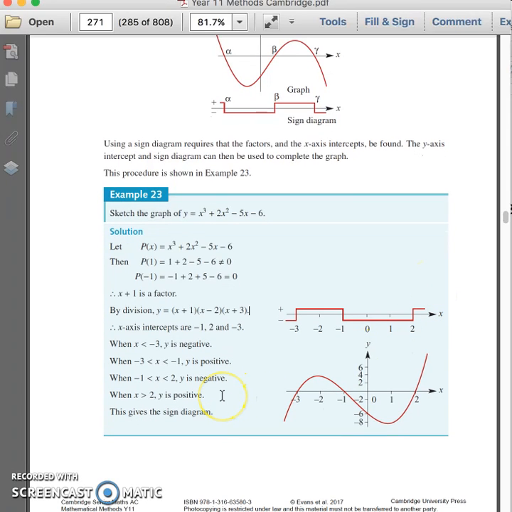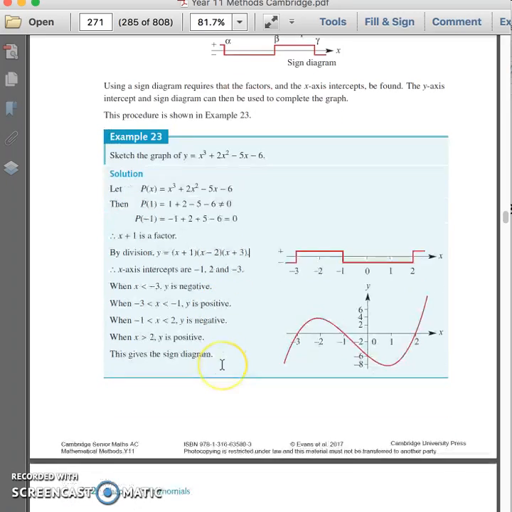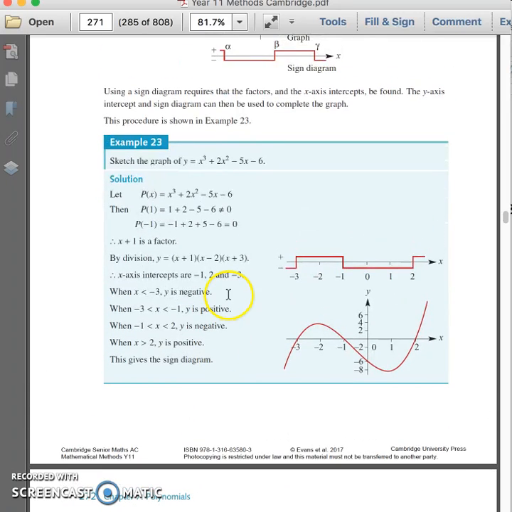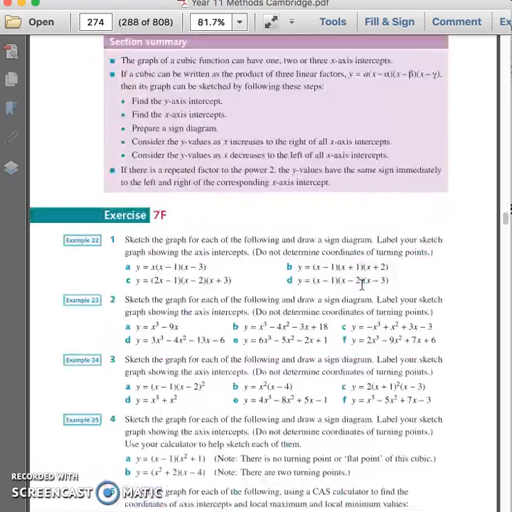And did they do the y-intercept in this at all? No, but we can easily see that if x is a 0, 0, 0, take 0, it's going to be -6. So the y-intercept will be -6, so that's nice and easy to work out.